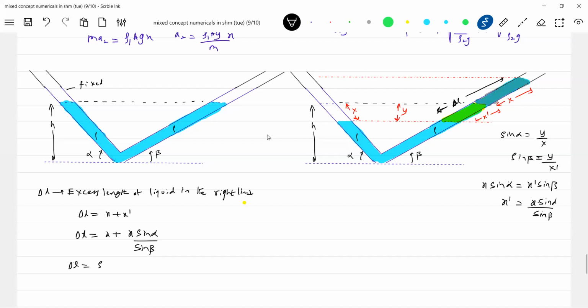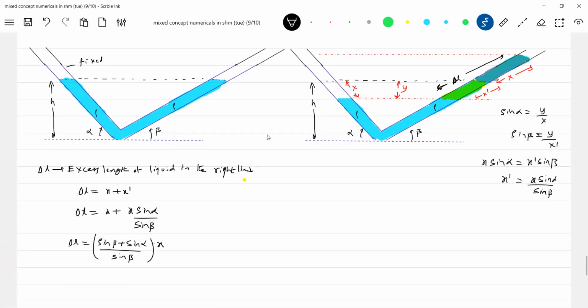Delta L is equal to sine beta. So this excess length of liquid column, the right line, will provide restoring force. This statement is very important. Restoring force to the total liquid column.